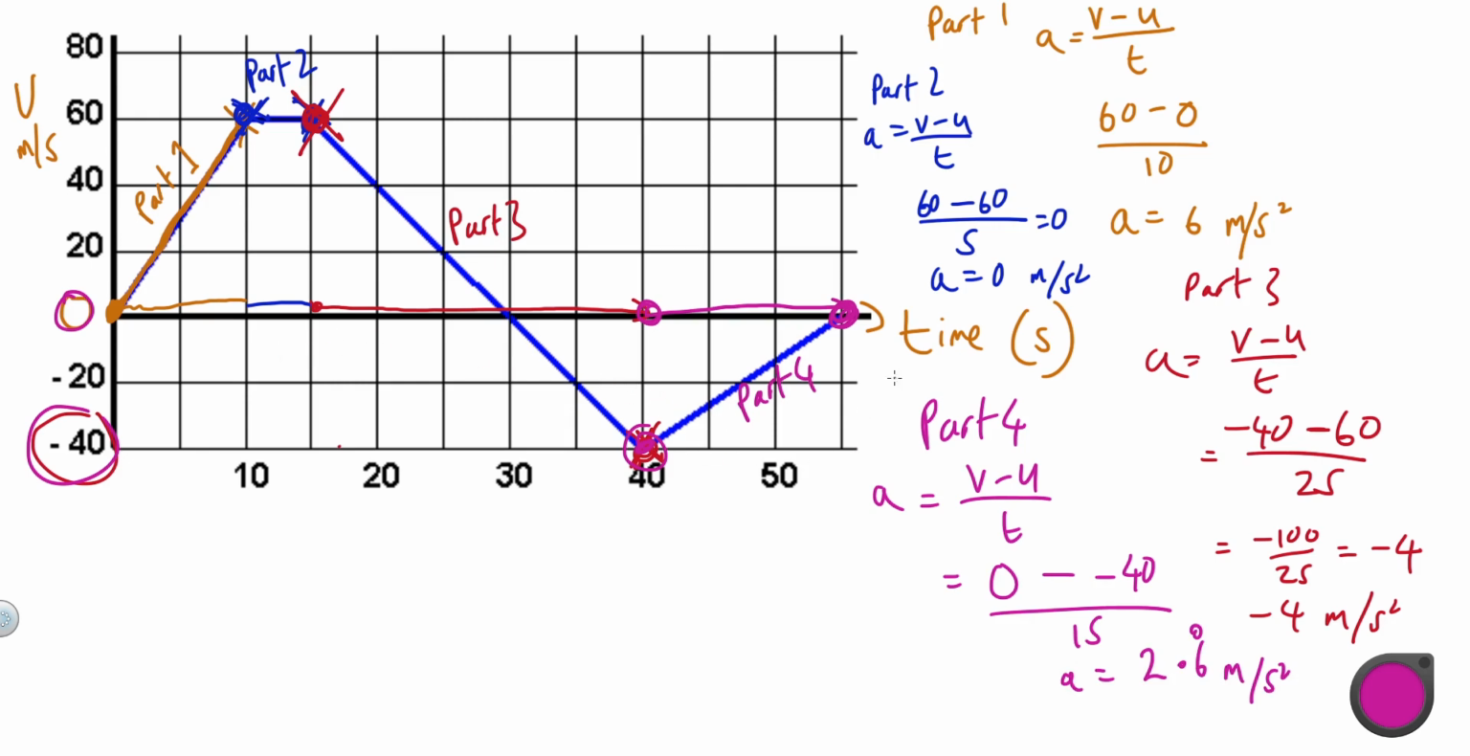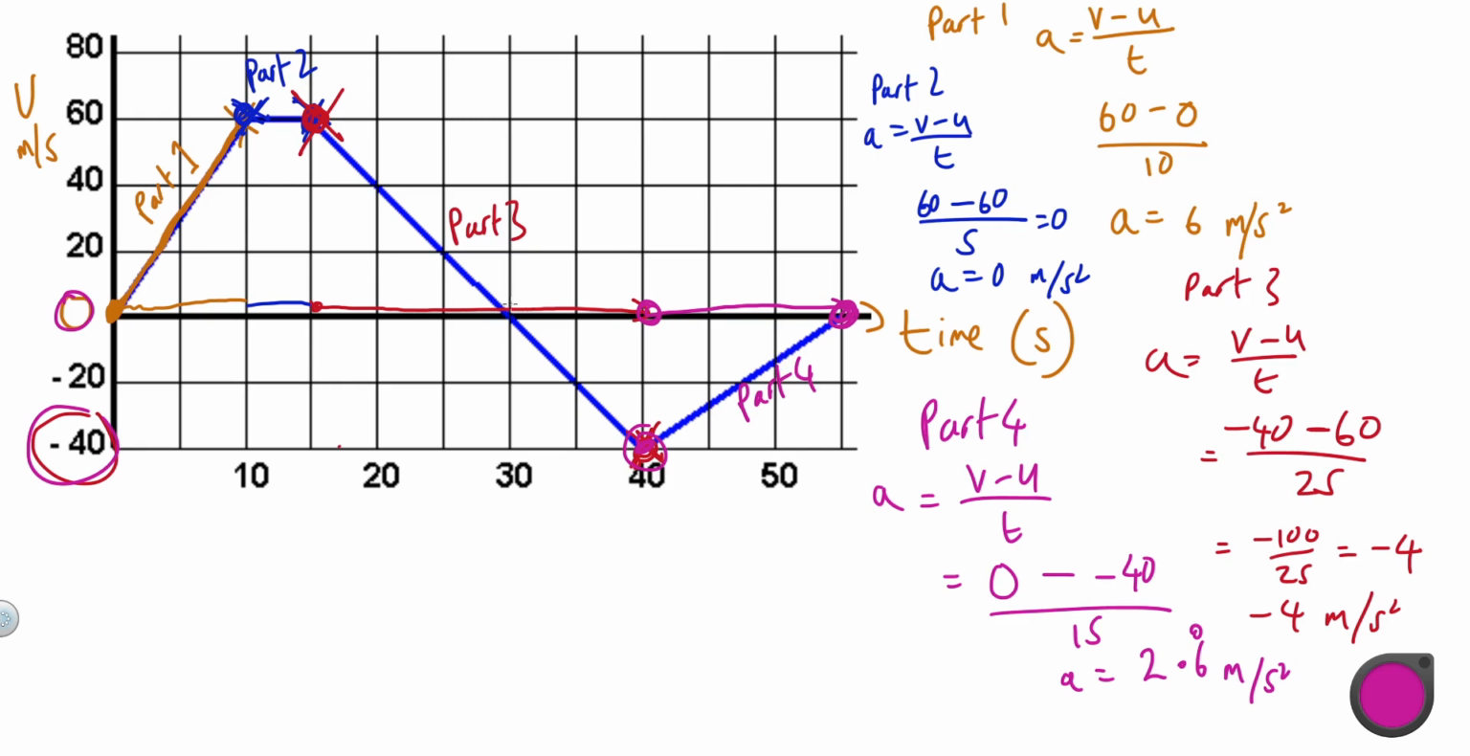Okay, there are 4 parts to this. That's why I've had to use that formula 4 different times. You cannot use that formula for the entire journey. Do not say, for example, this is wrong: we're going to do it for the entire journey. At the very end it becomes 0, and at the beginning it was 0, and it took 55 seconds. Therefore for the entire journey, it's 0 divided by 55, 0 meters per second squared. That does not make sense. You have to apply the formula, v minus u divided by t, for each of the parts of the graph.